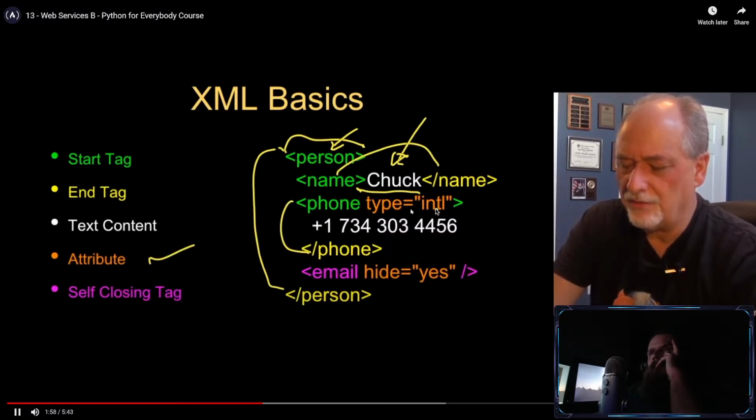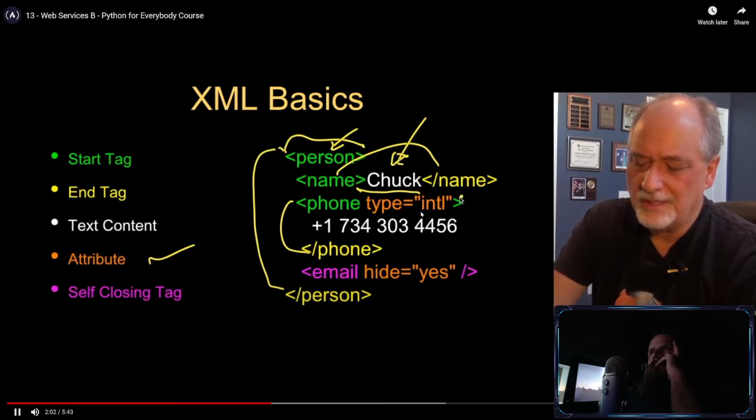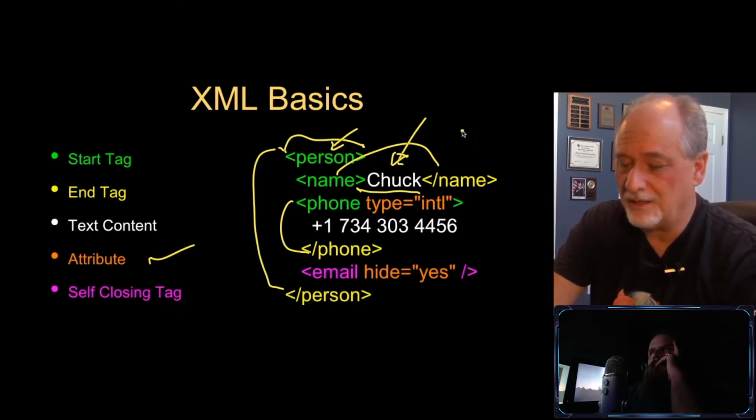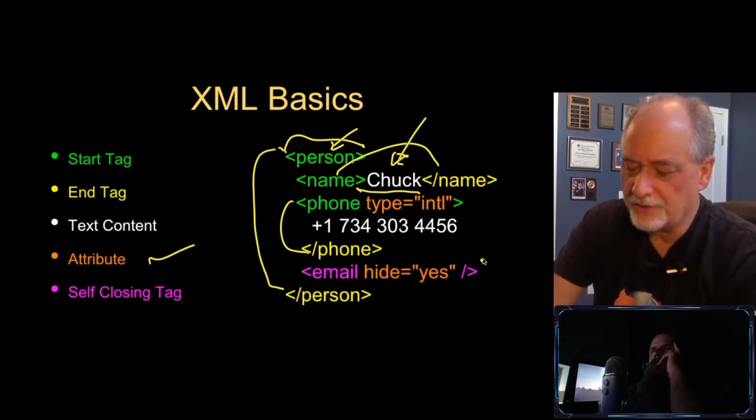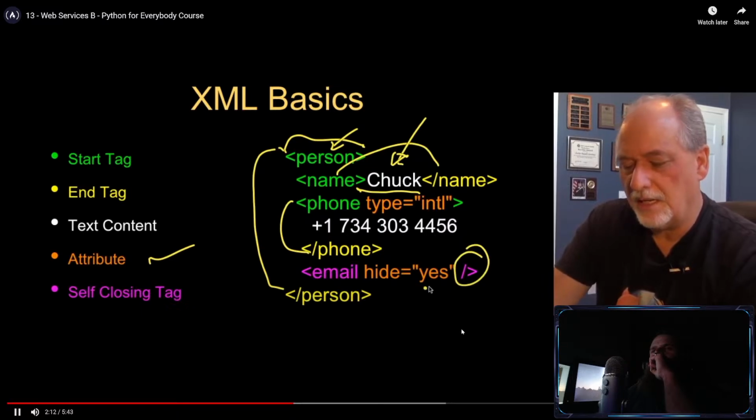Key equals value. The key doesn't have double quotes. The value always has double quotes. And this is like href equals on an anchor tag. And sometimes you have what's called a self-closing tag, where you don't actually have a closing tag. You have all the data that you need in the attributes.